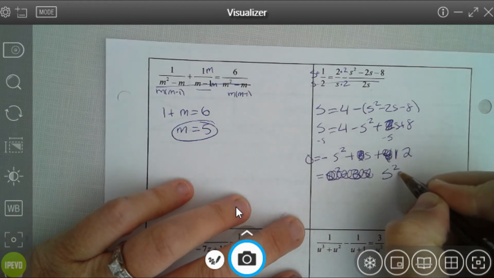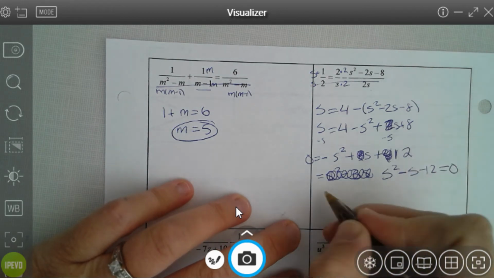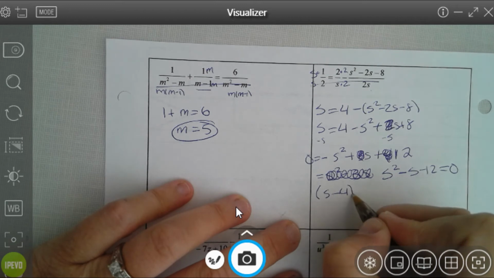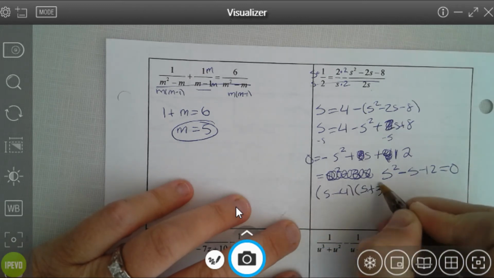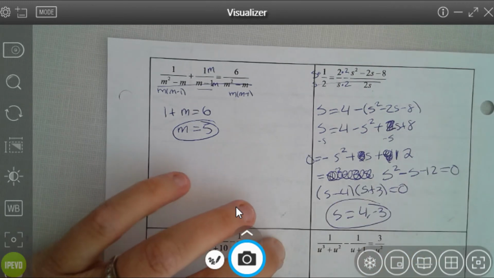Let's do this again. So this is going to be a minus s and a minus 12. So factor it. So your s equals 4 and negative 3.